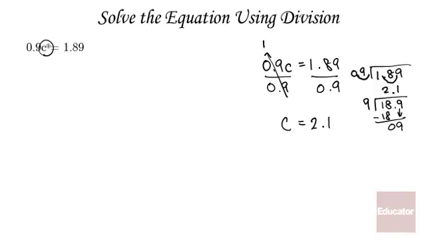Let's use substitution to check our answer. I'm going to substitute 2.1 in place of the c. 2.1 times 0.9. That decimal will be important. 9 times 1 is 9. 9 times 2 is 18. And I don't need to multiply through by 0 because I know that my answers will all be 0. 2 decimal places. 1, 2 gives me 1.89. And yes, that's correct. So c equals 2.1.